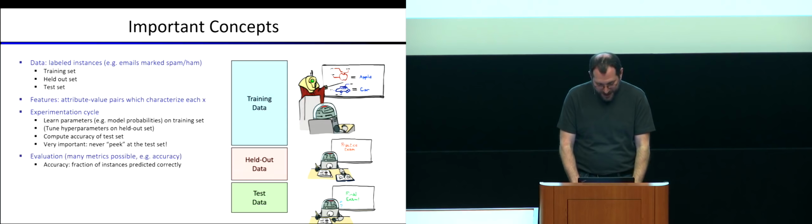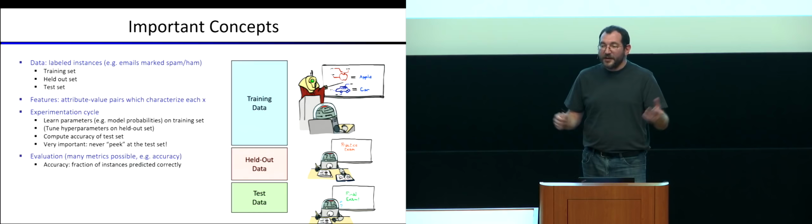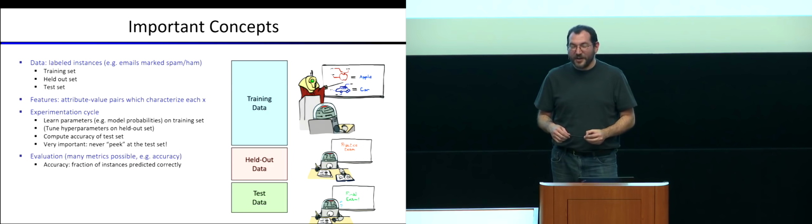You want to evaluate. I ran 20 experiments. How did they go? Am I doing well? Is this thing good enough to release? You need to have some metric, and there's a lot of possible metrics. An easy one is accuracy. For how many of these emails did I make the correct decision? Fraction of instances predicted correctly. But accuracy is not a great metric for spam detection. Any ideas why? What's wrong with accuracy?